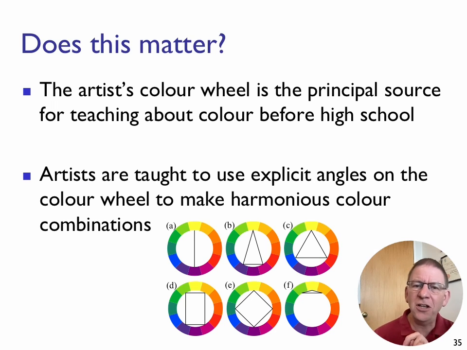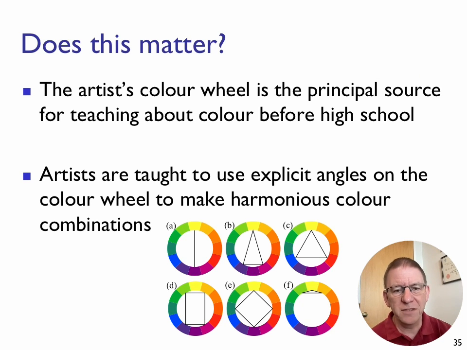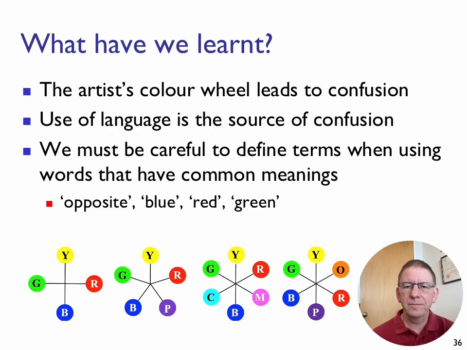Secondly, the colour wheel is firmly embedded in the art community. Artists are taught to use explicit angles on the colour wheel to make harmonious colour combinations. But that colour wheel is not the only colour wheel that might be valid, and so blindly sticking to this limits the ways in which you can combine colours in a composition. As Van Gogh showed us, the opposite of blue is not always orange.